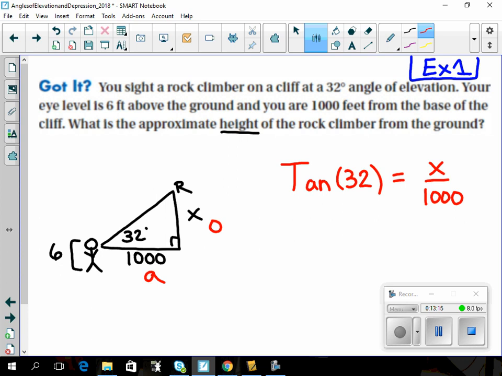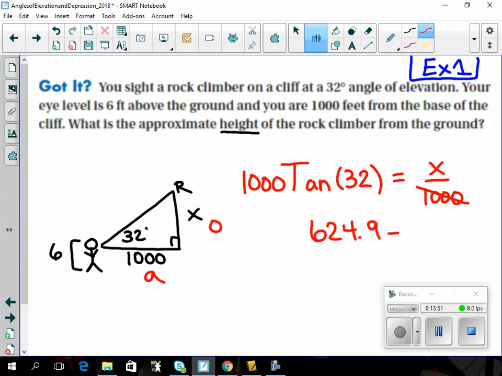So what do I do to solve it? Alyssa? Multiply by the denominator, which in this case is 1,000. Very good. When I multiply by 1,000, it cancels over here, leaving me with just the X, which is what I wanted. And now I can just type into my calculator 1,000 times the tangent of 32. All right. That's reasonable. What'd you get? 624.9? Does that look right?